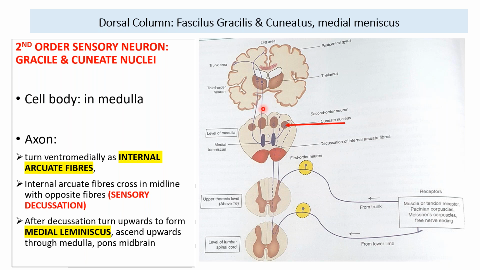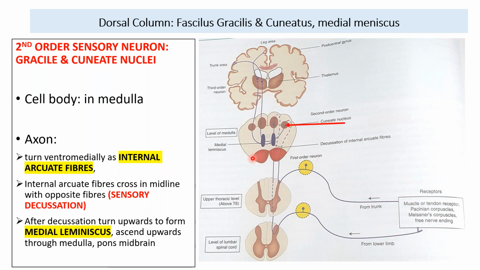So this is the medial lemniscus, which is ascending upwards through the medulla, pons, midbrain, reaching where? Reaching the level of the third order neuron, which is located in the thalamus, right? In the thalamus, this is the third order neuron. So the axons are going to synapse with the third order neuron right here in the thalamus.